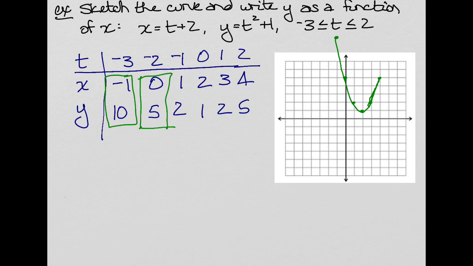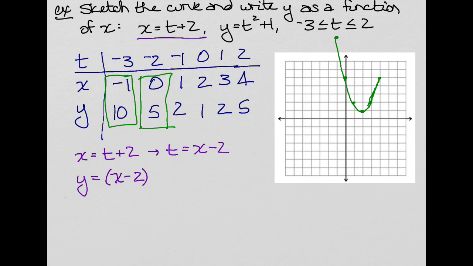Yes, it is, which means we can write y as a function of x. We can do that by eliminating the parameter. If I want to write y as a function of x, I'm going to solve my x equation for t. So t is, looks like, x minus 2, which means y is t squared plus 1.